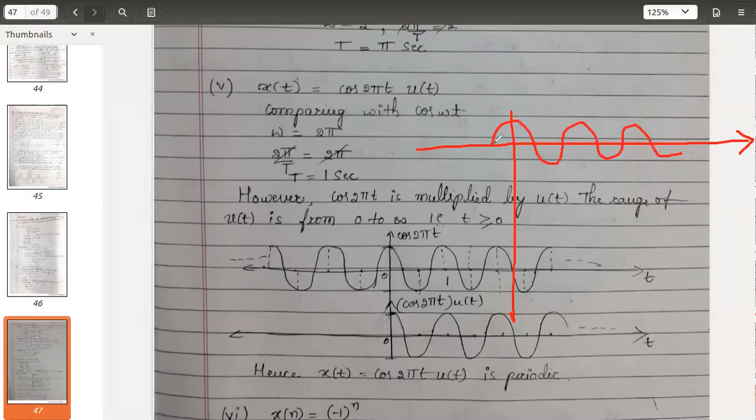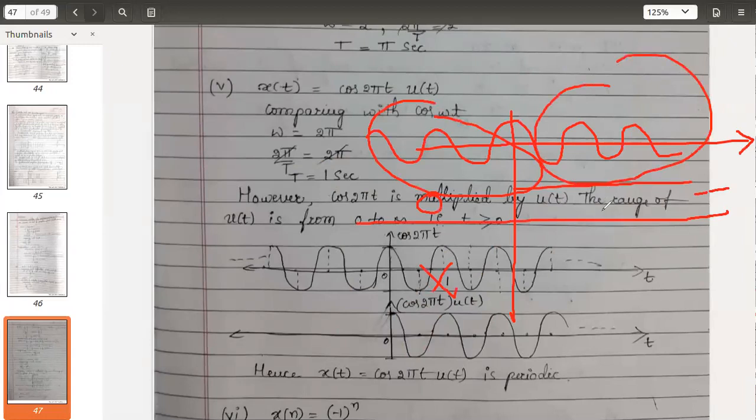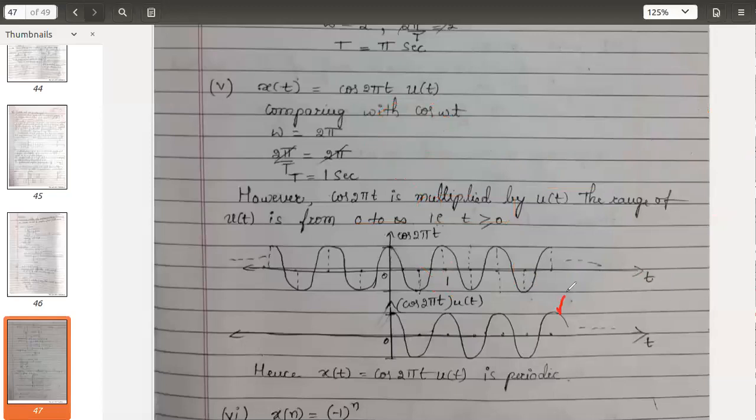This is your signal and this is your u of t. So this is 0. 0 multiplied by this value, you won't get anything on the left hand side. On the right hand side, some signal multiplied by 1. So 1 multiplied by any value, the same value will remain. So on the right hand side, the signal looks like this, right?